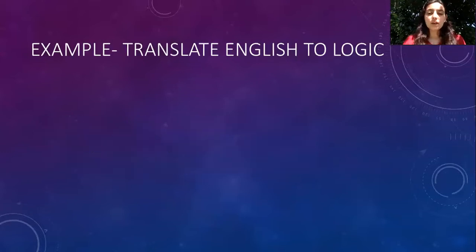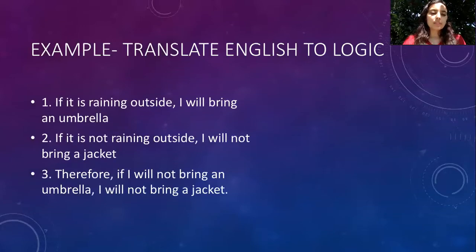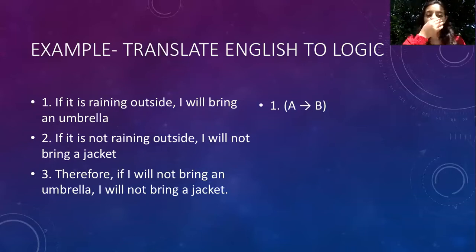Okay, so let's translate that from English to logic. So we have our three premises. Let's start off with the first one. If it's raining outside, I'll bring an umbrella. So easy, right? You see that if, you put that conditional in there with parentheses around it. So we're gonna assume A is raining outside and then B is I'll bring an umbrella. And so if it's not raining outside, I will not bring a jacket. So again, the not is negation, so negation is gonna be involved. And then not raining outside, so that's going to be not A, right?